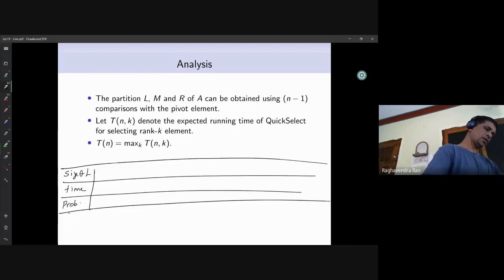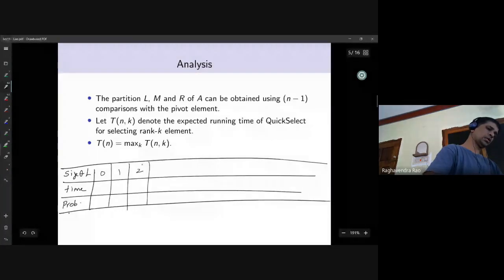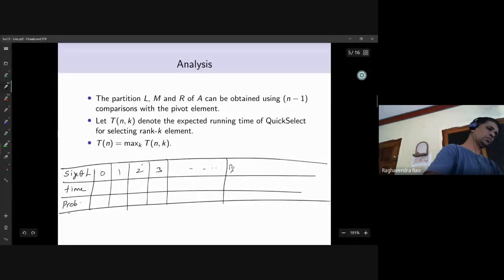So size of L being 0, 1, 2, say 3, etc. We'll stop in the middle: n/2 - 1, n/2, n/2 + 1, etc. What is the maximum size of L?